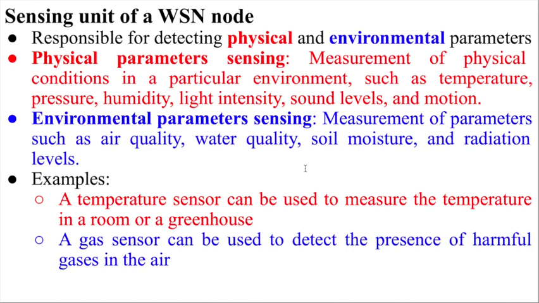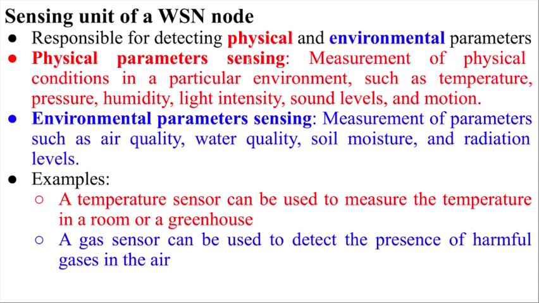Of course, they need to detect, monitor, and observe the physical or environmental parameters. They need to detect whatever physical parameters there are, and the environmental parameters. Now a question comes into the picture: what is the difference between physical and environmental parameters? Of course, both can be detected with the help of sensors. Sensors are always there, but what is the difference between these two?